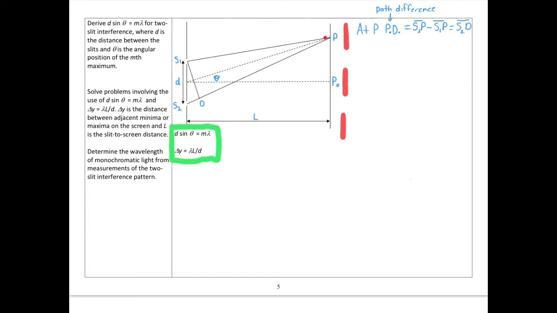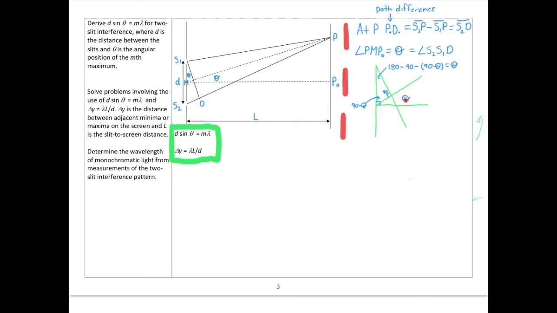That there is an isosceles triangle, so that length is the same as that length. Therefore, S2D represents the path difference. So next, we need to show that we know this angle here is theta, which is the angle of P. We need to show this angle here is equal to this angle here. So I've done that here.